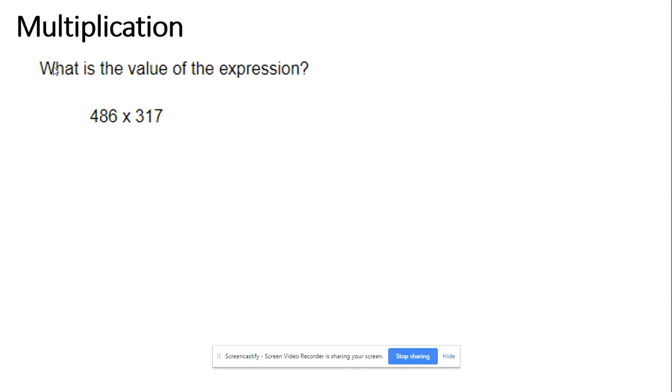Now we're going to be multiplying. We're going to start with a 3-digit by 3-digit number. What is the value of the expression? Whenever you see the word value, that just means solve. You just want to find the answer. So let's start by writing these numbers vertically, which means one on top of the other.